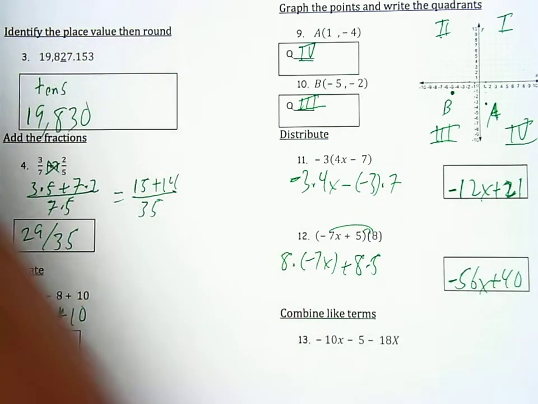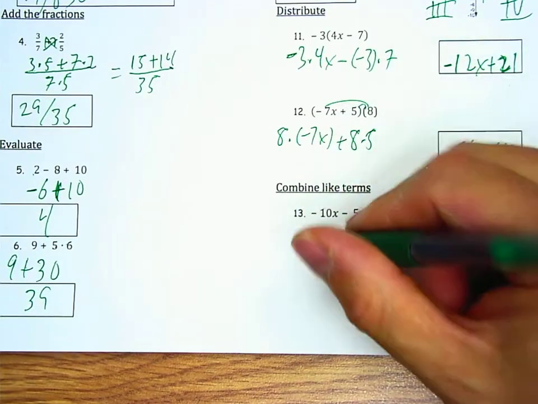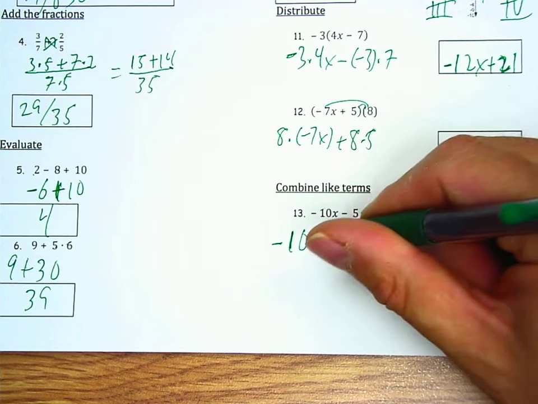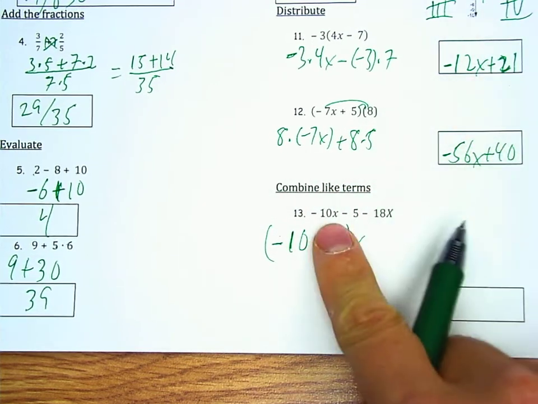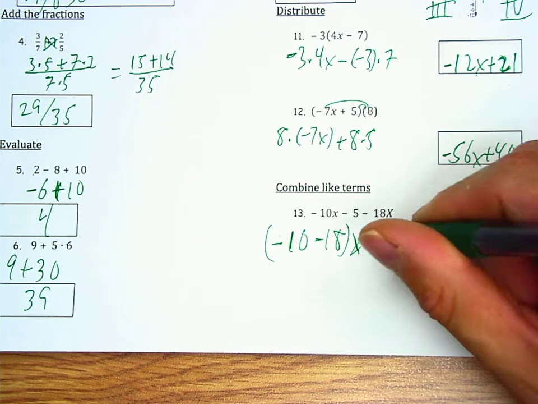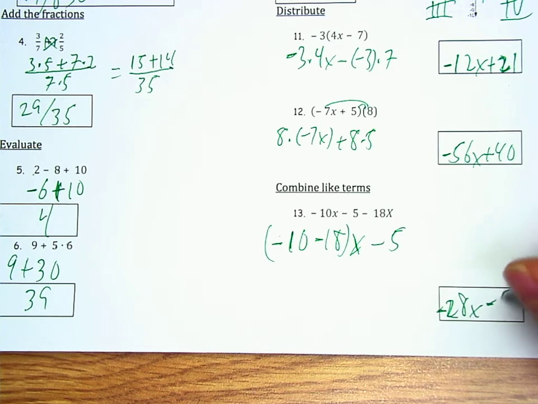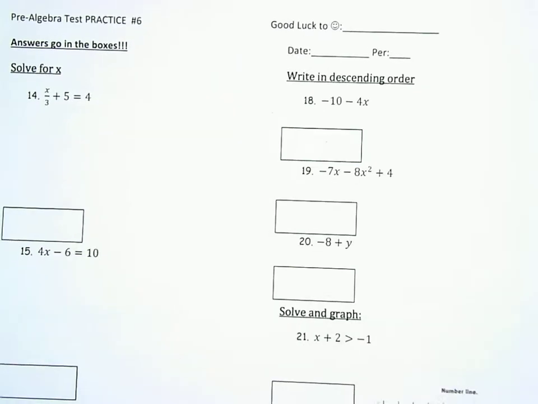Question 13, combine like terms. This means to add or subtract the same variable. So in this case, we have -10 minus 18x. So -10 minus 18, same signs add, that's -28x. And minus 5 at the end of it. Anyways, 4 points each, as per usual. Partial points if you do something right on these. Moving along to the back page, or page 2.